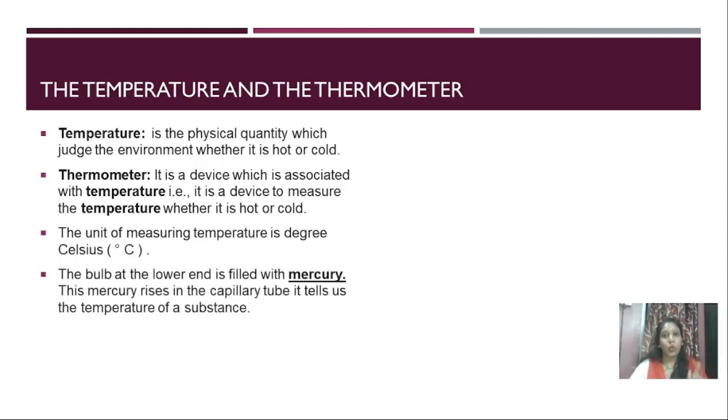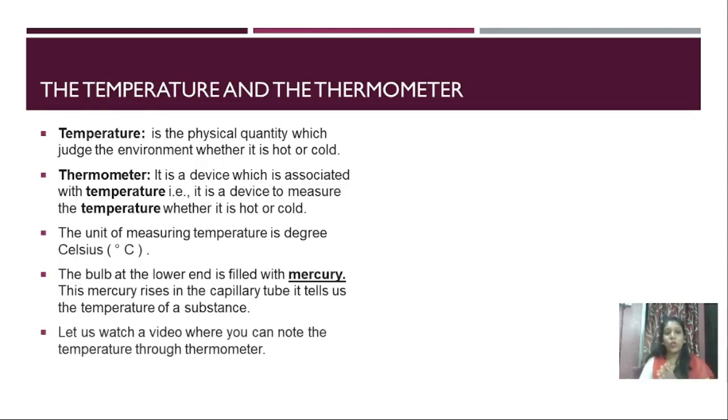Now, if you have seen the old thermometers, you can see that there is a silver colored thread. The bulb at the lower end is filled with mercury. This mercury rises in the capillary tube. It tells us the temperature of the substances. Whenever we keep this thermometer in a hot substance, it tells us how hot it is. If we keep it in ice, it tells us how cold it is.